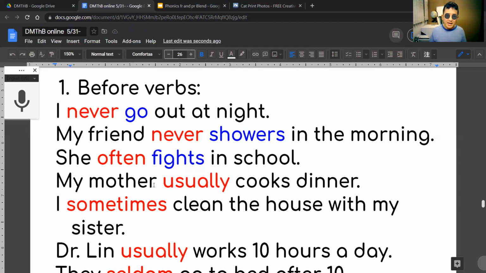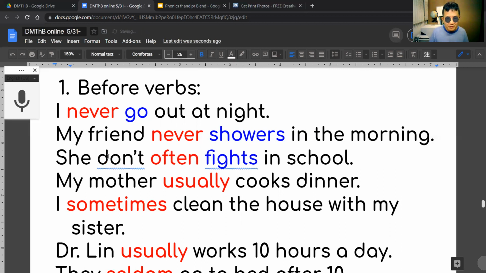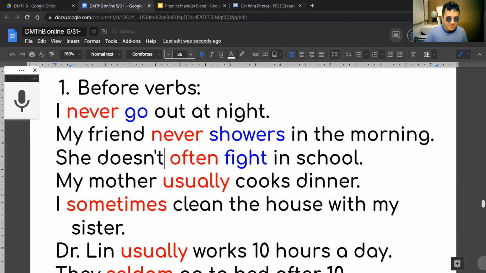Now you might ask, what if I want to say no, she doesn't do that? What if I want to negate this sentence? Of course, in sentences like this, you have to add the word don't, okay? So, "she don't often fights." Wait a minute, you can't say that. You have to say she doesn't, right? Remember, the third person singular S flies over to join the first verb in the sentence. So this becomes fight and this becomes doesn't. So she doesn't often fight.